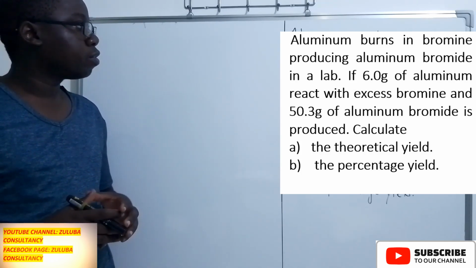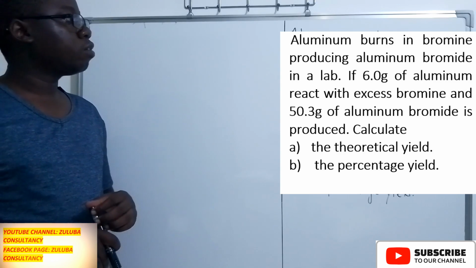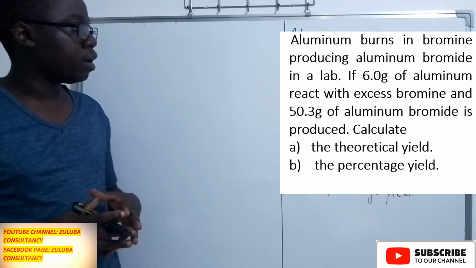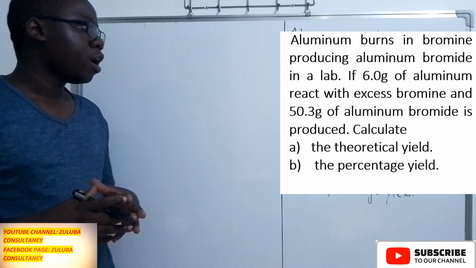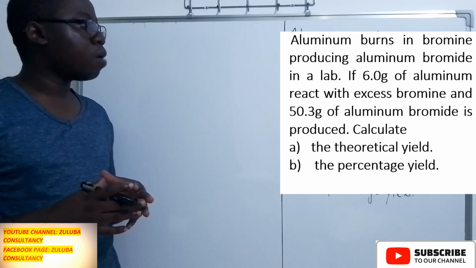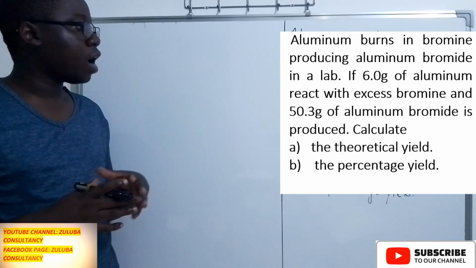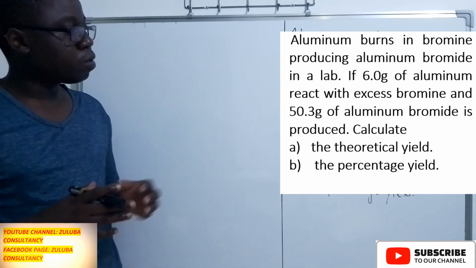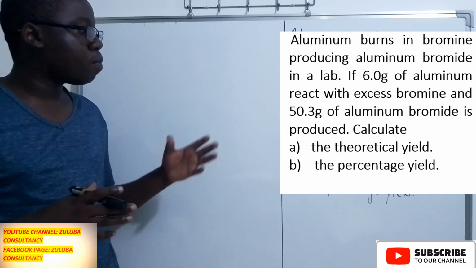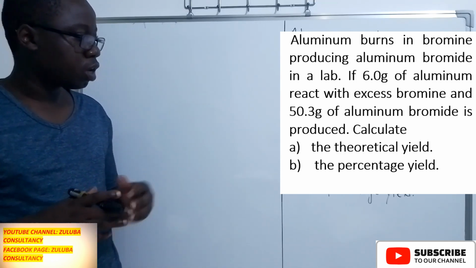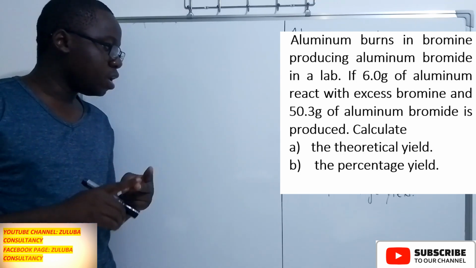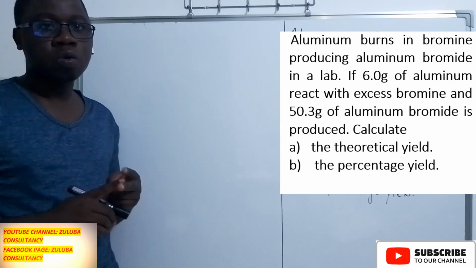The question reads, aluminium burns in bromine producing aluminium bromide in the lab. If 6.0 grams of aluminium reacts with excess bromine and 50.3 grams of aluminium bromide is produced, calculate A, the theoretical yield, B, the percentage yield.